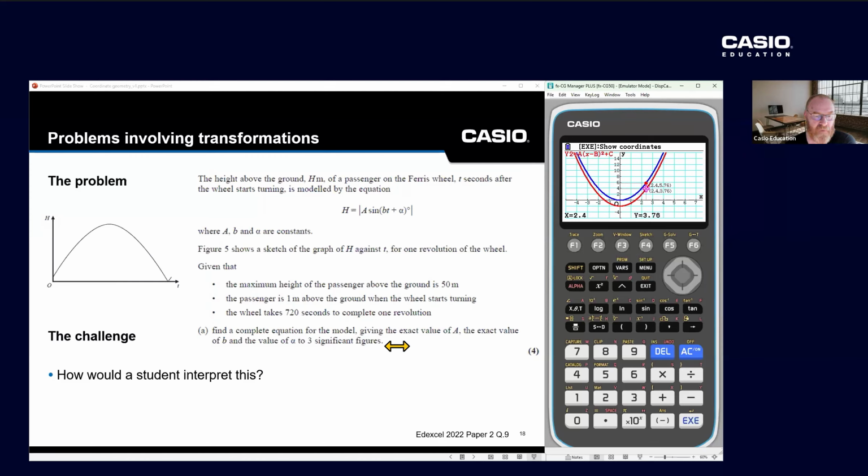One of the things they may get wrong is that it is in degrees and it is modulus. The modulus is important. They may not be 100% sure what the question is actually asking them. The problems they could face: obviously, understanding and guessing the correct transformations that are happening. What is A doing? What is B doing? What is alpha doing?